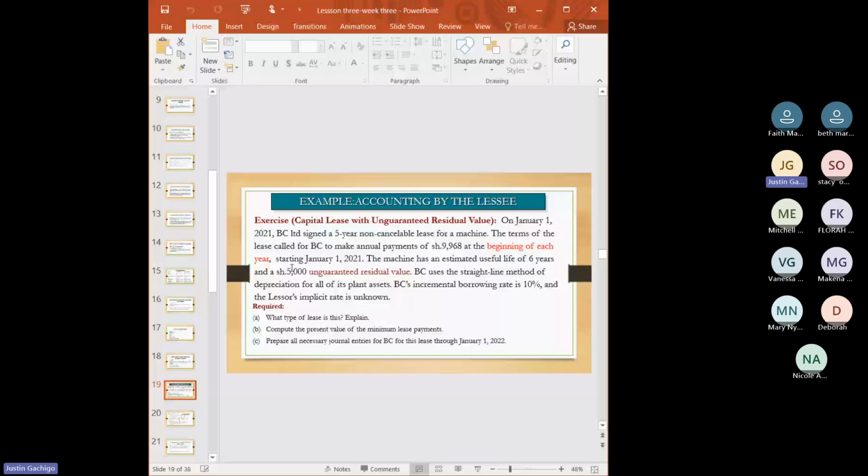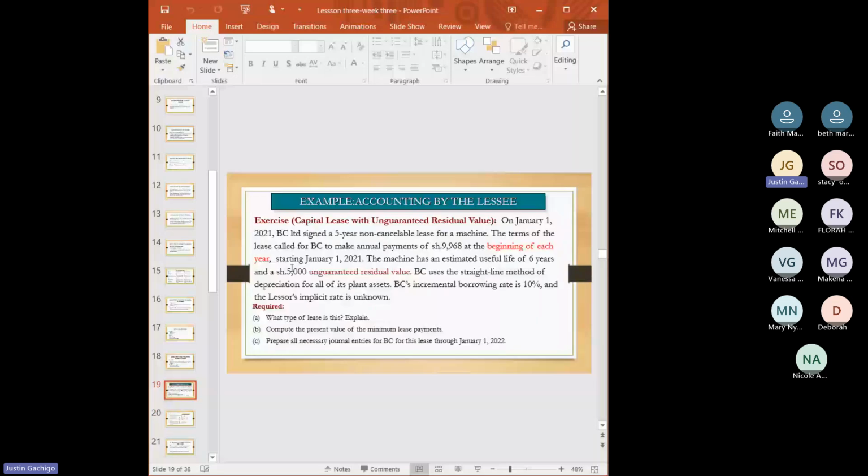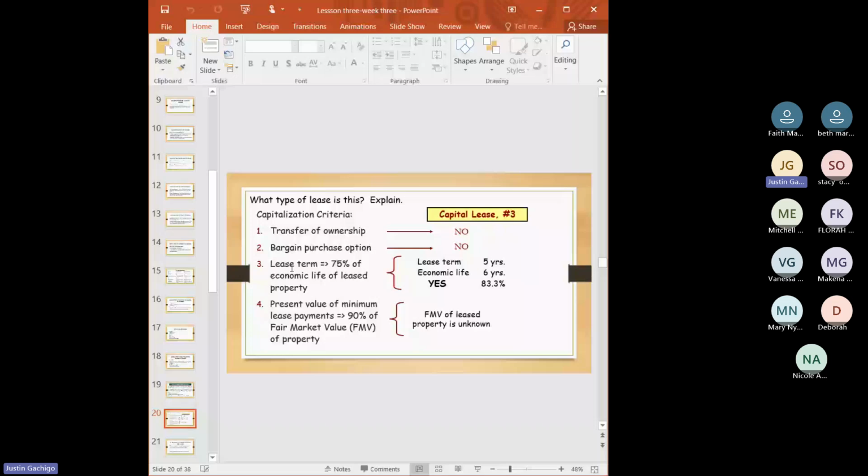So required, one, what type of lease is this? To determine what type of lease this is, you go to the 4 criteria that we have just discussed, and they are here below. First, transfer of ownership: you do that test. In the question, there's nowhere we have been told that there will be a transfer of ownership, so you say no. There's nowhere we have been told about the bargain purchase option, so you say no. Then you go to the next test.